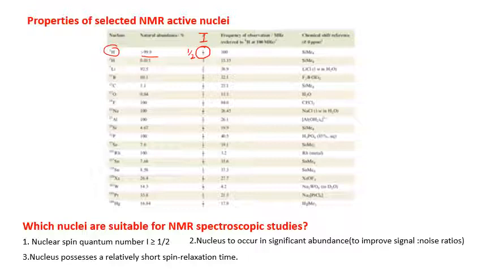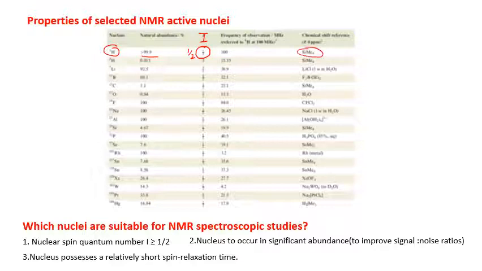The chemical shift reference, so I will talk about this later. In different NMR spectroscopy, like proton NMR or other NMR, there should be a chemical present as a reference or internal standard. Normally in proton NMR, tetramethylsilane, SiMe4, is used as the chemical reference.